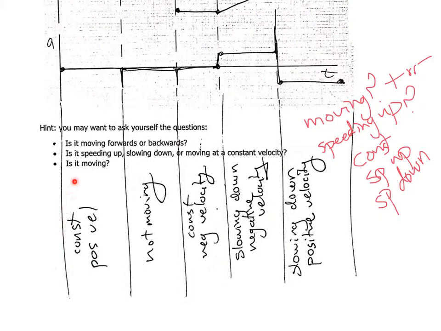Okay, so keeping that in mind, what did I write? I wrote that for the first section it was a constant positive velocity. So constant velocity meaning it's not speeding up or slowing down, and positive meaning it was moving in the positive direction. For the second section, I said it's not moving. Third, it's a constant negative velocity. And then for the fourth section, it still has a negative velocity, but it is slowing down. And then lastly, it has a positive velocity and it is slowing down. So let's take a look at that and see if it makes any sense.